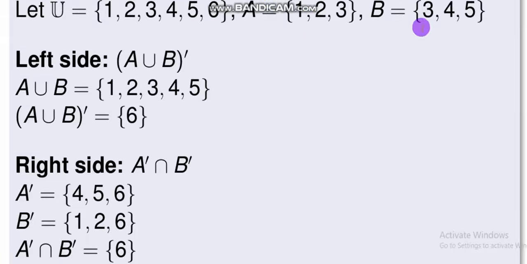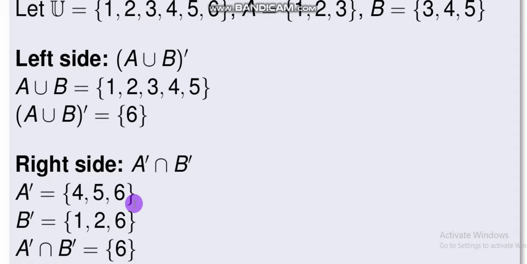Again, we find the B complement. B has 3, 4, 5. So we remove the 3, 4, 5. So we have 1, 2, and 6. So 1, 2, and 6 is the B complement.